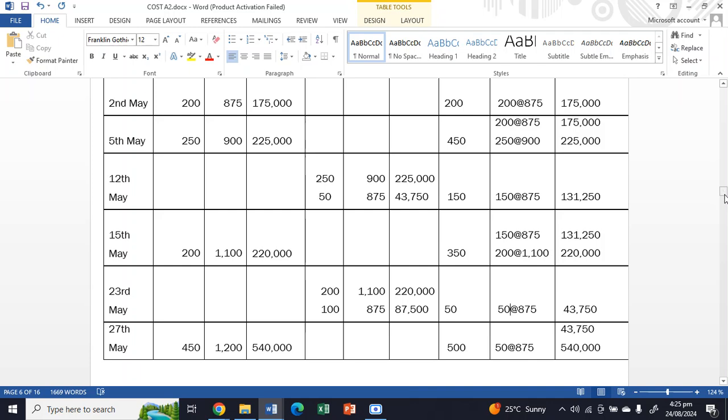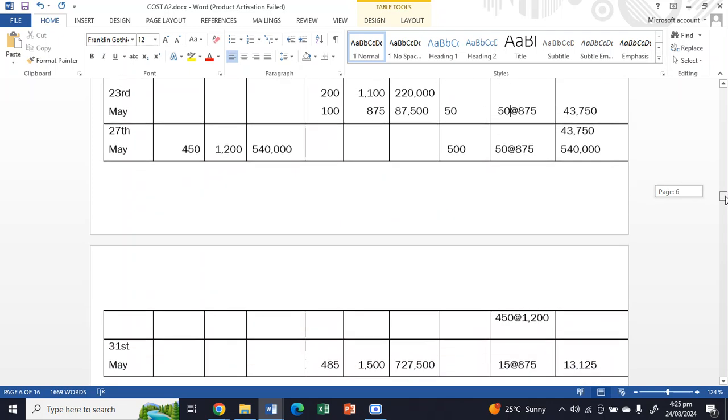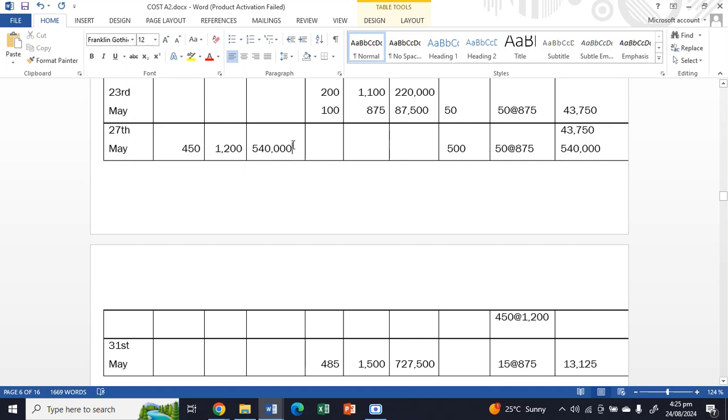27th May comes in, we purchase 450 solar panels, we paid a total of 540. So each solar panel is costing 1,200. So we have a total of 500 solar panels, 50 at 875, 450 at 1,200.